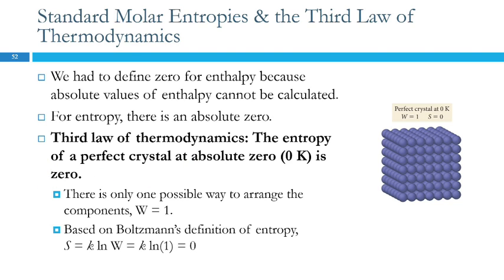This is because there's only one way to arrange the components of that crystal that will have the same energy. It's a perfect crystal, that's it. There's only one way. And Boltzmann's definition of entropy was that entropy is a constant times the natural log of W, being possible ways to arrange. Well, if W is 1, then log of 1 is 0, and entropy is 0. Okay? Any questions about 0?